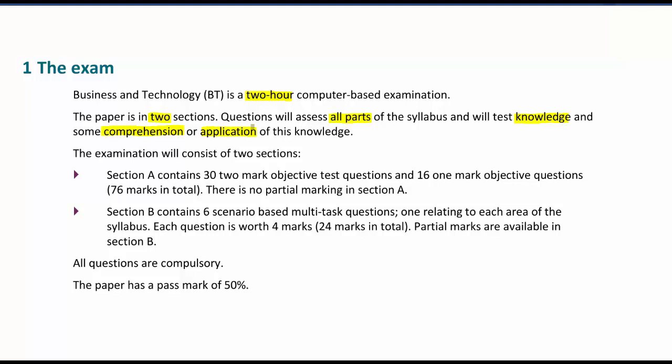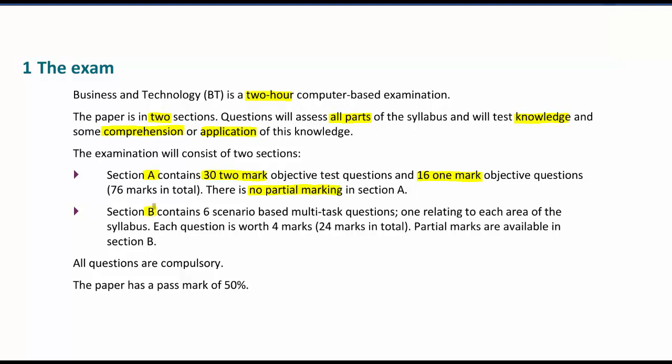Now, the way in which these 2 sections work is Section A is going to consist of 30 2-mark objective test questions and 16 1-mark objective test questions, so 76 marks in total. And in Section A, there is no partial marking. So on those 2-mark questions, you'll either get 2 marks or you will get nothing if you get it wrong.